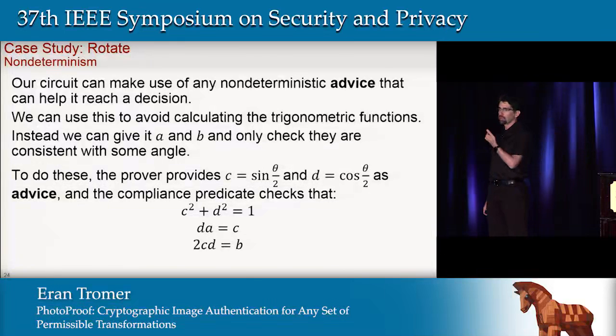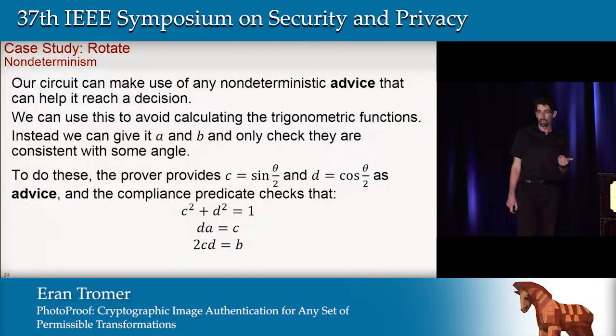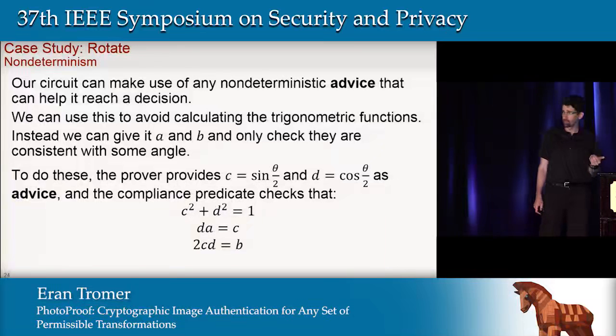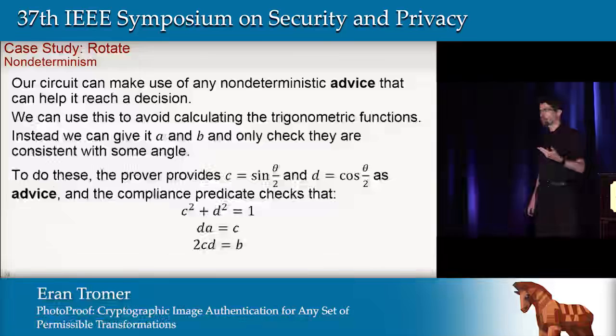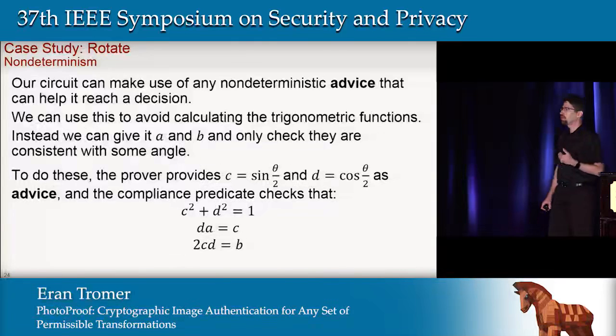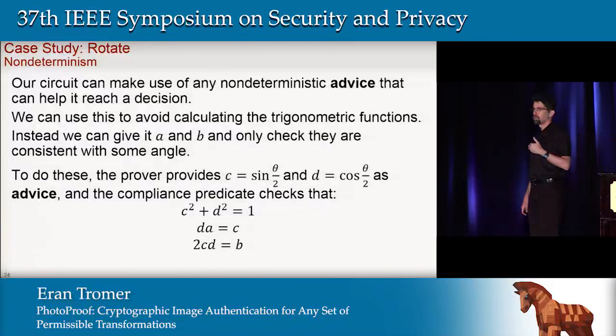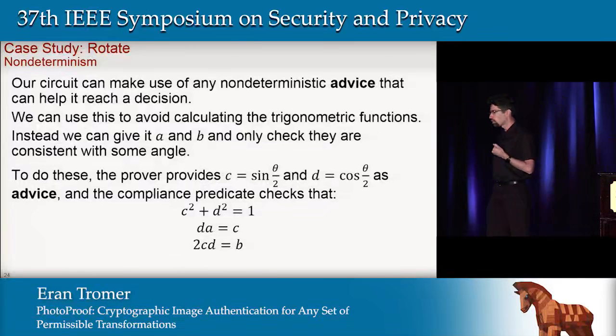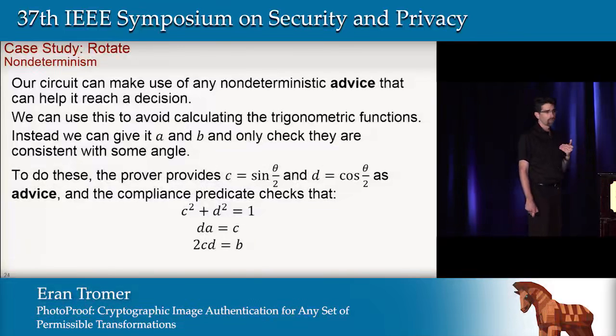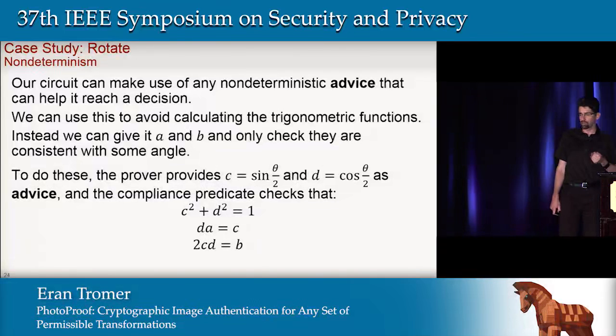For example, given an angle, we still had to compute those nasty trigonometric functions of the angle. And doing that in an arithmetic circuit is very awkward for performance. However, we can just get as extra advice a non-deterministic witness that the compliance predicate receives in order to get the requisite functions of the angle, and verifying these is much more efficient, just some cubic functions.